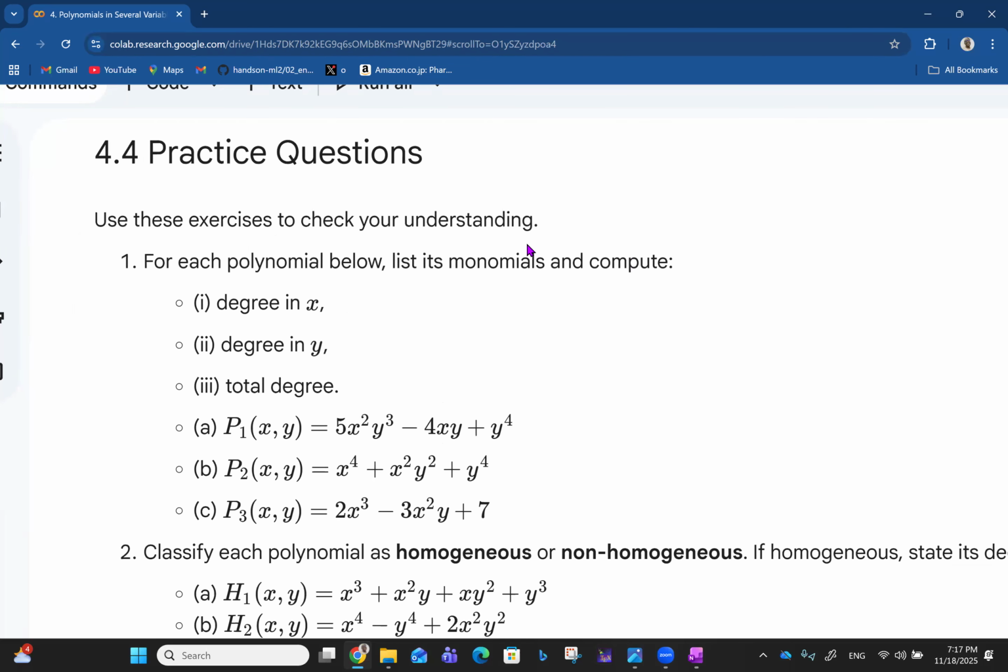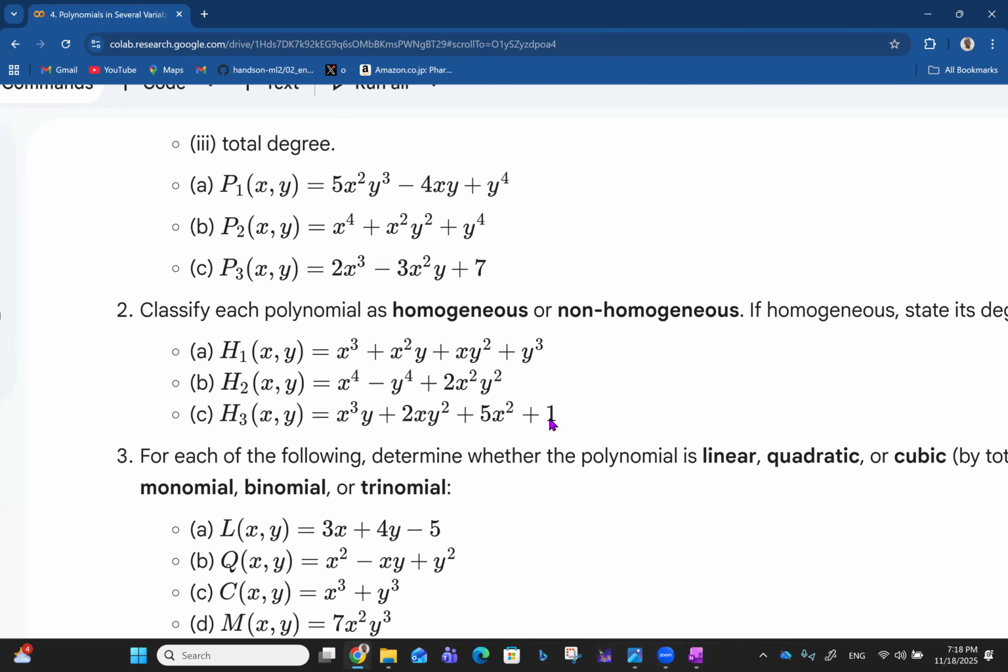First, use this exercise to check your understanding. For each polynomial below, list its monomials and compute the degree in x, degree in y, and total degree. Of course, that's pretty easy. For the first one, for instance, the monomials are 5x squared y cubed, minus 4xy, and y raised to power 4. Those are the three monomials. The degree in x for the first is 2, the degree in y is 3. The degree in x here is 1, the degree in y is 1. The degree in x here is 0, the degree in y is 4. The total degree for each one is 5, 2, 4. So try the others.